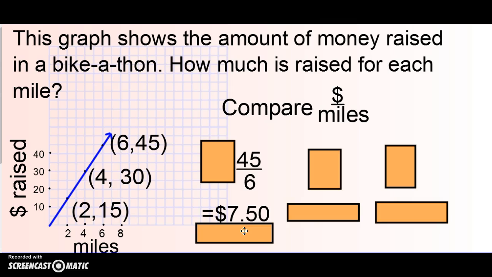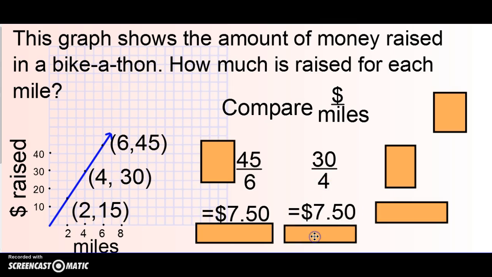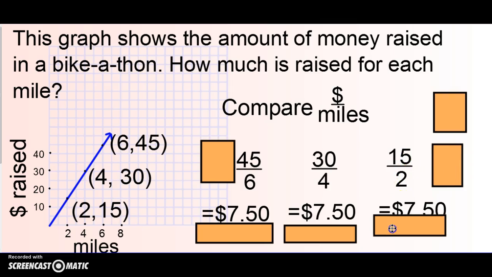Let's try the next one and see if the next one's consistent. So $30 for 4 miles, that too is $7.50 per mile. So you would call that your direct variation because there's a constant ratio between the y and the x. Trying the last one, $15 for 2 miles is also $7.50 per mile. So remember, you're not subtracting the y's over the x's. You're comparing each y to each x.